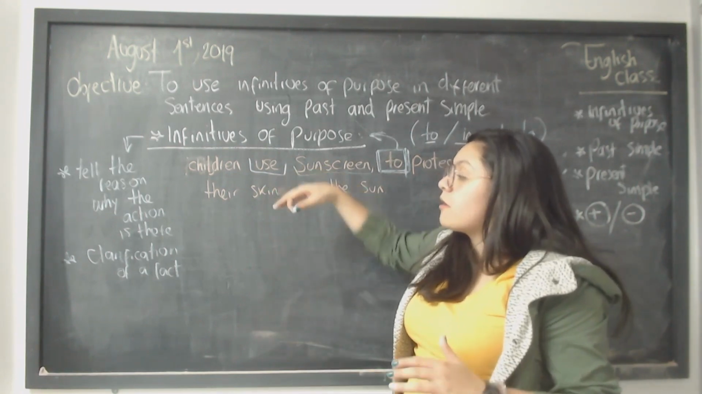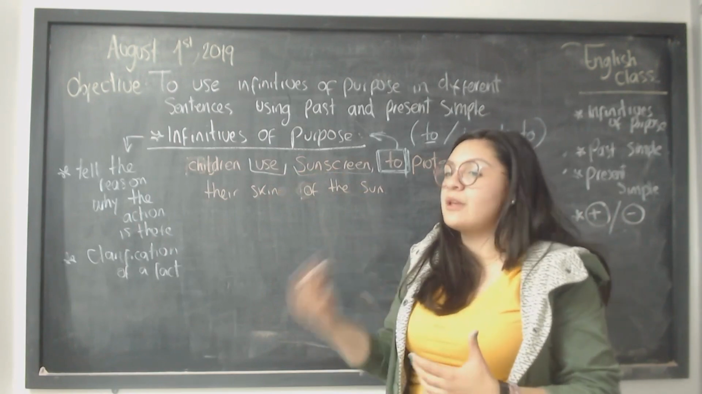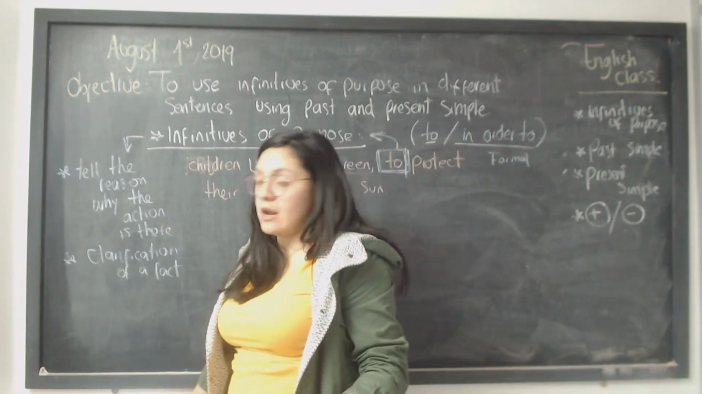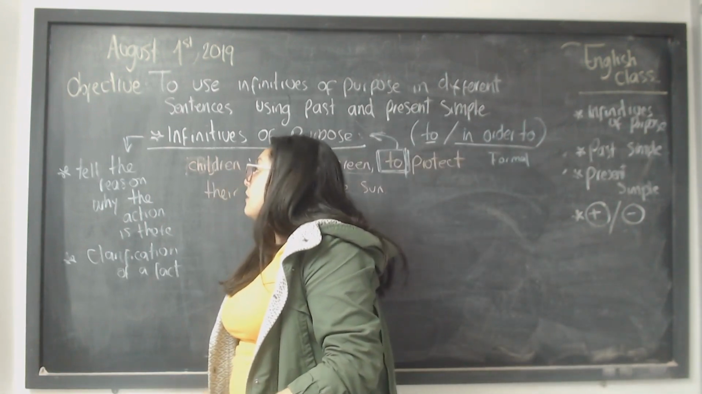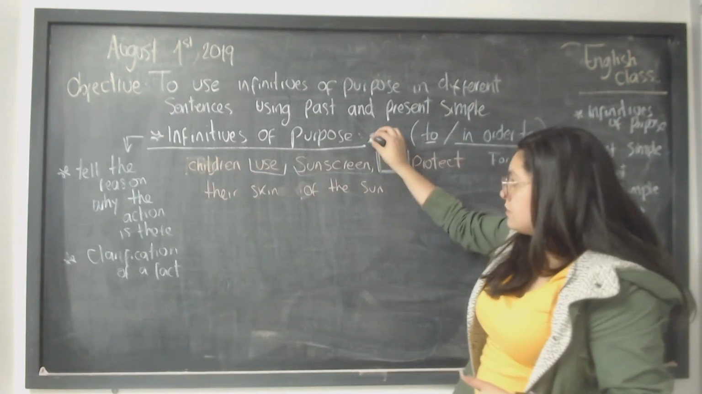Entonces nos sirven como para dar la claridad a la otra persona por qué estoy ejerciendo o por qué está pasando eso que está pasando en ese momento. When I'm speaking and when I'm writing, okay? So there are a few characteristics of those infinitives of purpose.